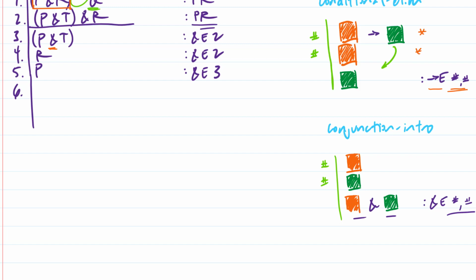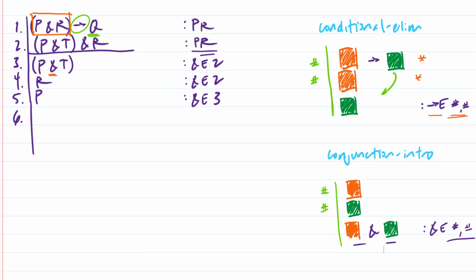So that pattern we want to apply to our proof. Here on line 4, we have R. On line 5, we have P. And again, what we're thinking about is how to get the antecedent of the conditional on line 1. So we'll take our P, add an ampersand, and then add the R from line 4 to that. That's conjunction intro, and we give those two lines, 4 and 5.